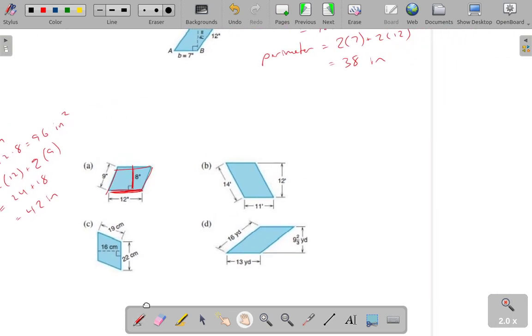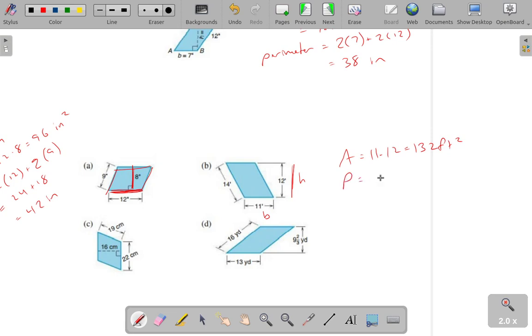Alright, for part B, this one might not be quite as clear. But this 12, you'll notice this is not a side length, this would be my height, which would force this 11 to be my base. So my area would have to be 11 times 12, which gives me 132. Those are both in feet, so this would have to be in square feet.